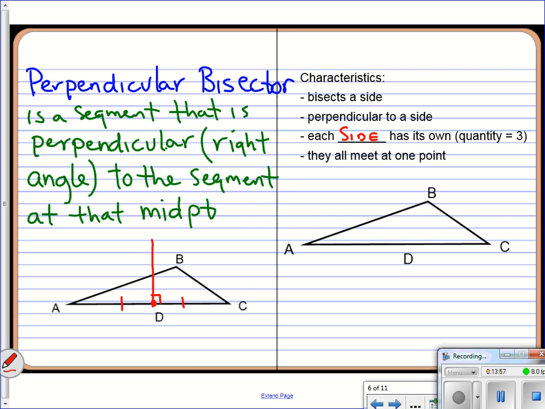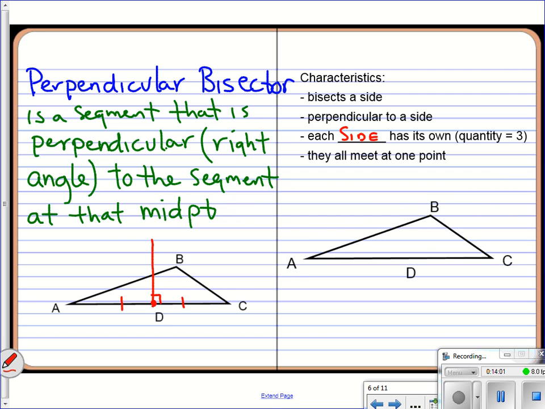So see if you can take and draw a drawing like this, and see if you can draw in the perpendicular bisectors. Just find your midpoints and then do your best to eyeball those perpendiculars. Put me on pause and come back and check.